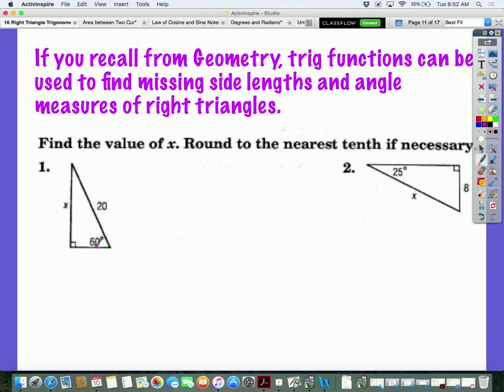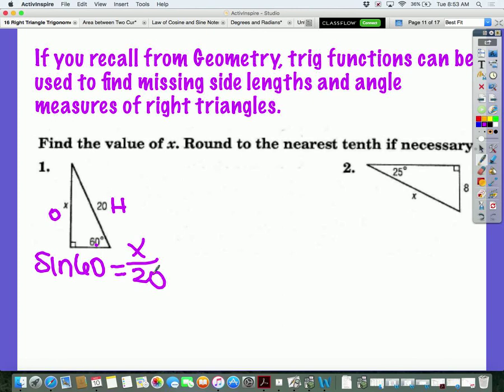So you got a 60-degree angle. X, is that your opposite side, adjacent or hypotenuse? Opposite. What about 20? So what trig ratio, sine, cosine, tangent, has opposite and hypotenuse with it? Sine. So you set up your ratio. The sine of your angle, which is 60 degrees, equals what over what? X over 20. Your opposite side over your hypotenuse.